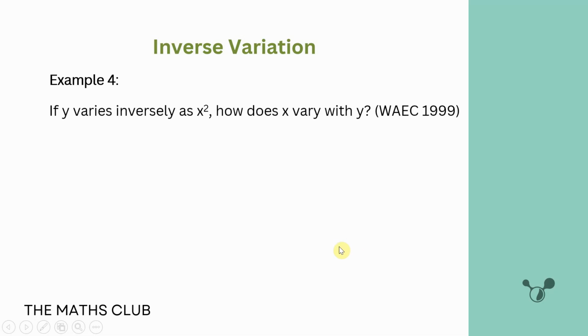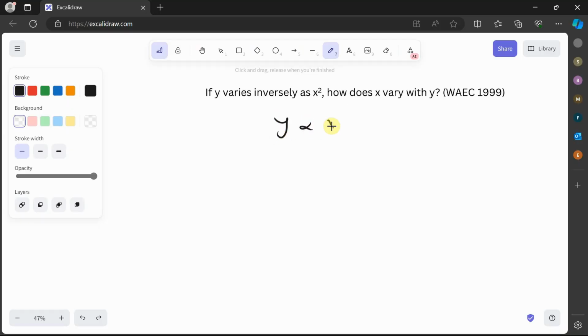This example says that if y varies inversely as x squared, how does x vary with y? I want to pause for a second and think about this question. Okay, so let's solve it together. Y varies inversely, that is 1 over x squared. How does x vary with y? Y is equal to k over x squared. X squared times y is equal to k. Let's make x squared the subject of the formula. So x squared is equal to k over y.